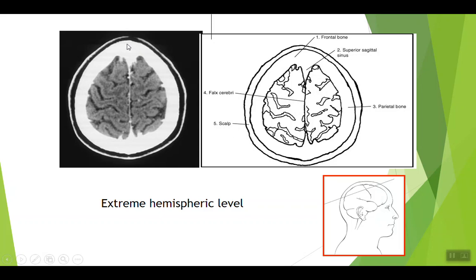So anything up here by the arrow would be stuff that's on the front, and over here would be more towards the back, and then over out here would be stuff towards the sides.